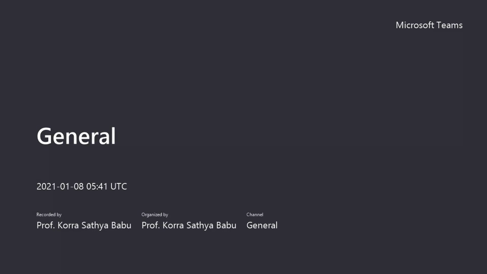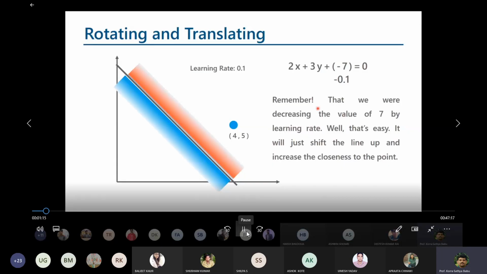For rotating with respect to the pivot. Okay, with x pivot and y pivot, we were doing it with the same learning rate. We used to deduct it, either make the value go up or down, right? So that we were decreasing the value of 7 by the learning rate. Well, it's easy, we did it earlier. It was just to shift the line up and increase the closeness to the point.